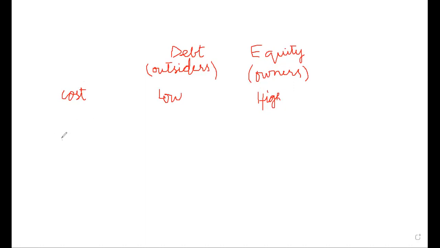Then another aspect we have to remember is the risk. We see that risk is high in case of debt capital. The risk is low in case of equity capital.